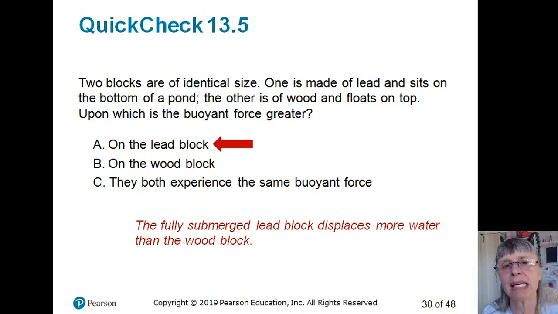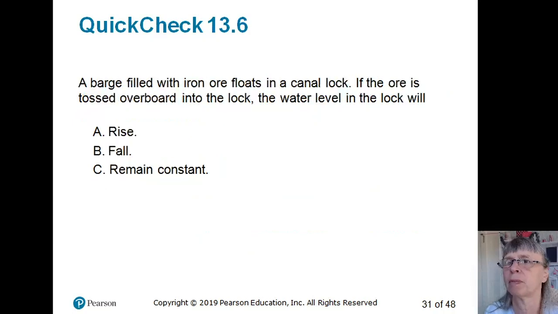Now that may seem counterintuitive because the lead is actually under the water. So perhaps you could say that the wood seems like it has a larger buoyant force because it's floating, but it doesn't. It actually has a smaller buoyant force.